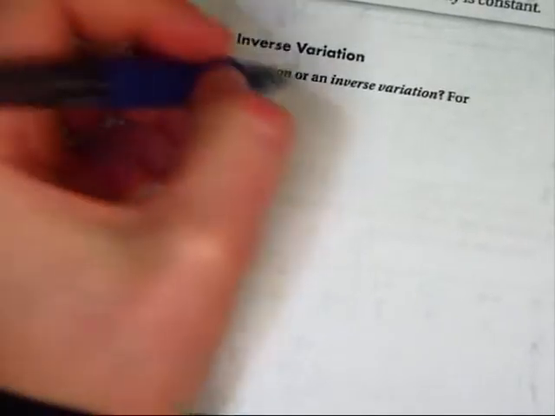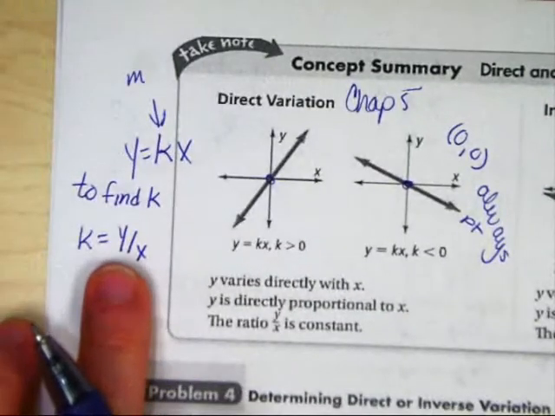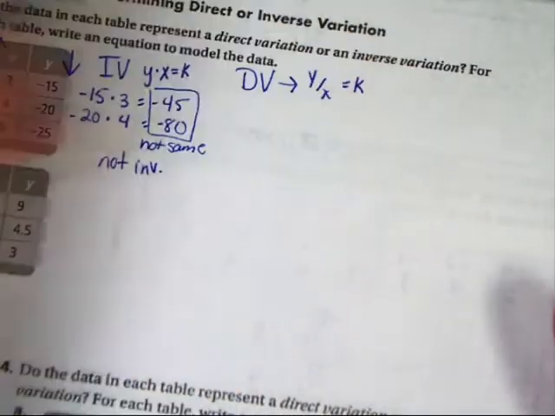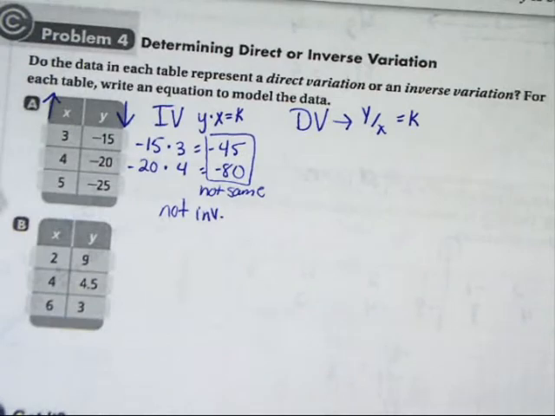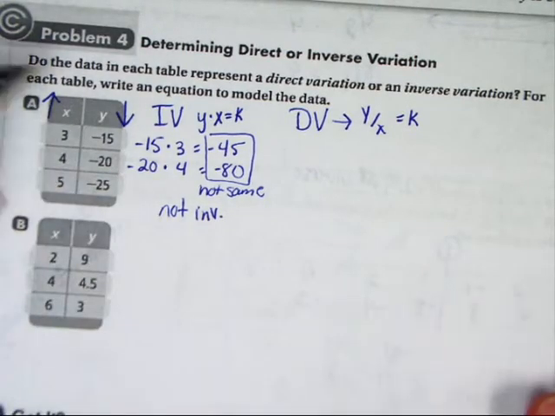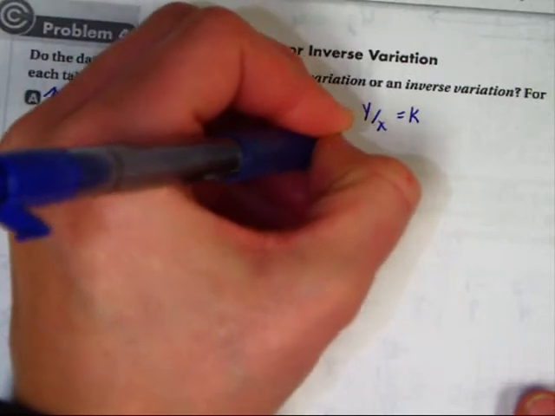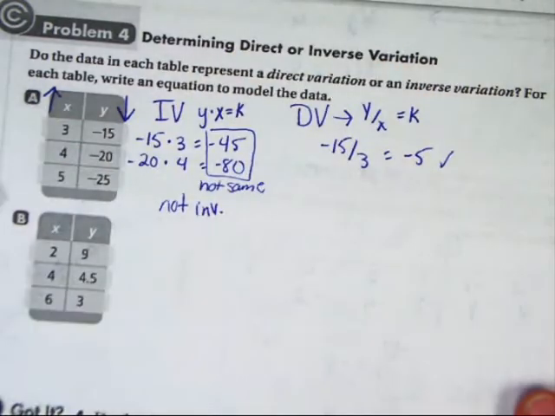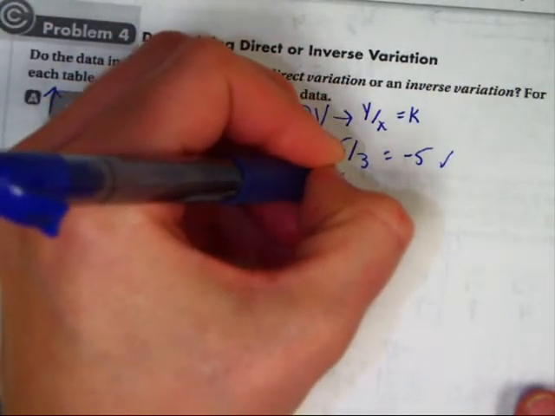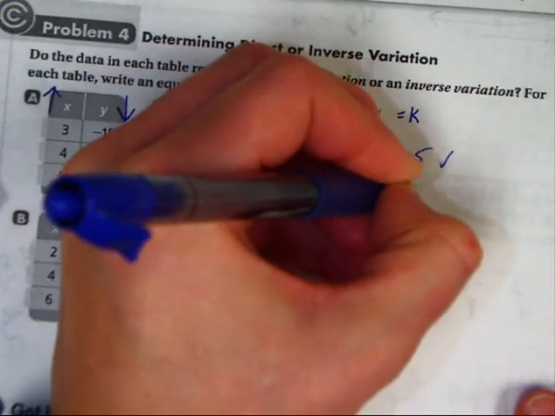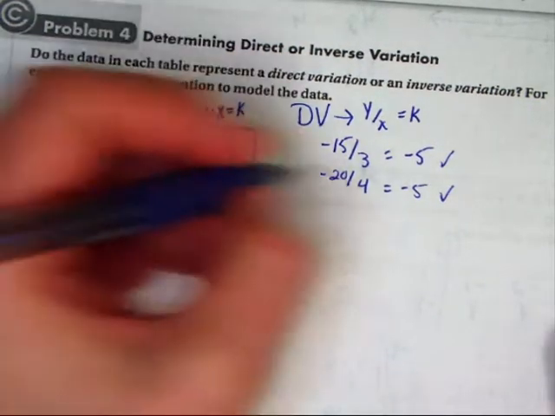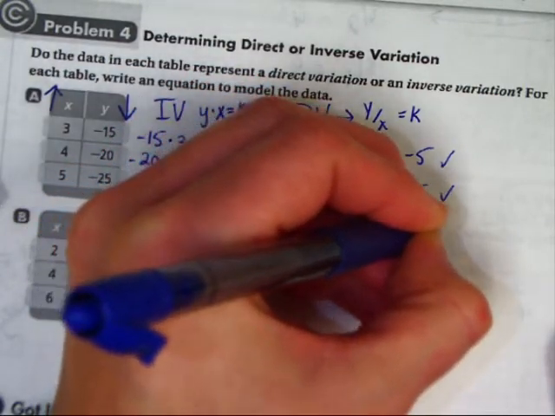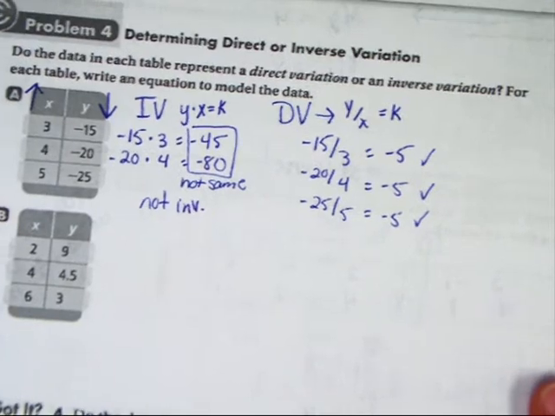Now I'm going to move to direct. Remember, to do direct, up here we take y and we divide by x. So we'll do y divided by x and see if we can get a constant. And constant is exactly what it sounds like, guys. It's a constant. It doesn't change. So we'll take negative 15 divided by the x of 3 and we get negative 5. Alright, now let's take negative 20 divided by 4. Look how we got negative 5 again. That's awesome. Now we'll take negative 25, divide by 5, and that equals negative 5. Can you see how each time we got negative 5?